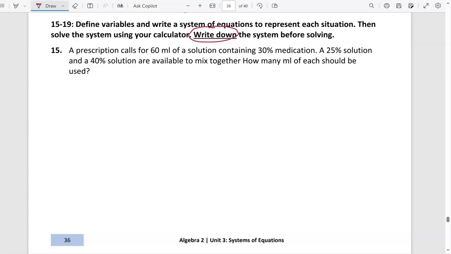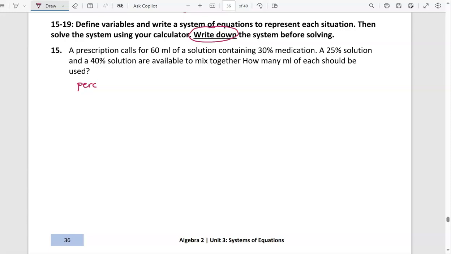All right, so this is a mixture problem. A prescription calls for 60 milliliters of a solution containing 30% medication. A 25% and a 40% solution are available to mix together. How many milliliters of each should be used? So pretty standard for a mixture problem.